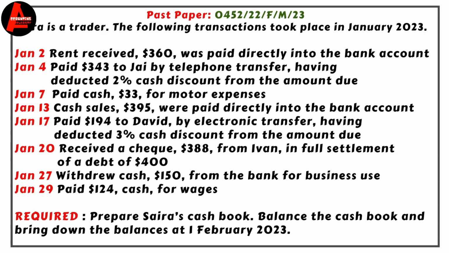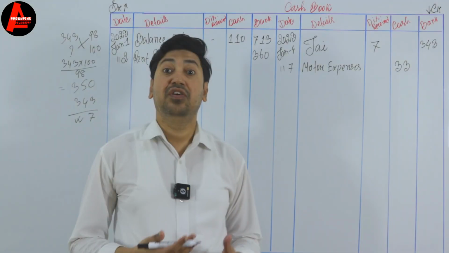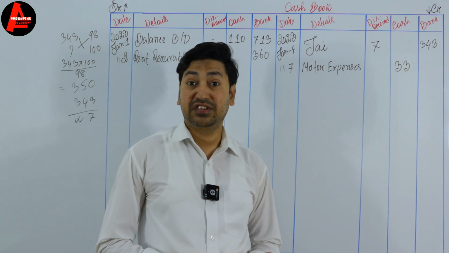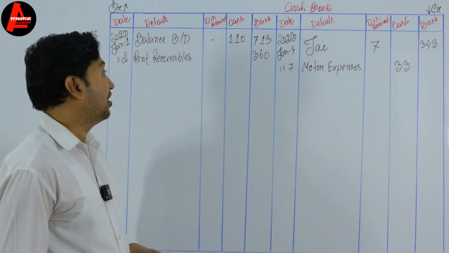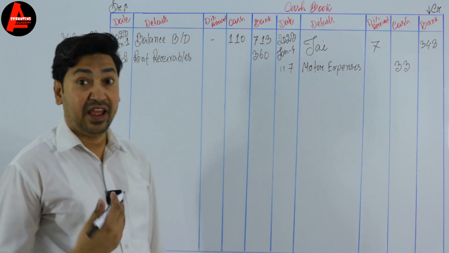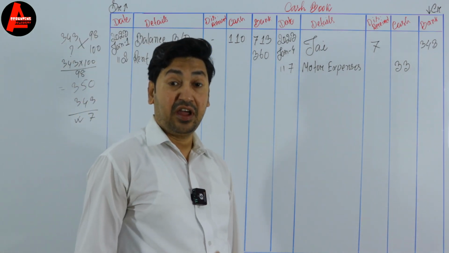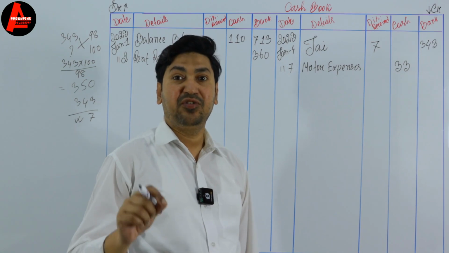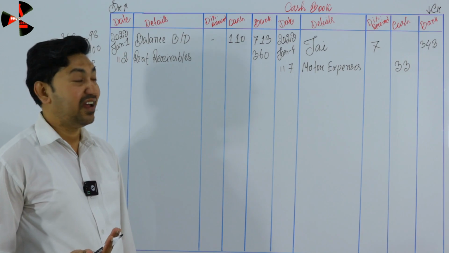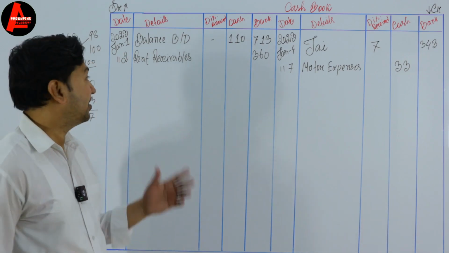January 13, cash sales $395 were paid directly into the bank account. So I told you sales is a revenue, and revenue will increase the value of cash or bank. Here we sold goods for cash $395, then this cash $395 was directly paid into the bank. So the bank balance will be increased, and we will record it on the debit side.